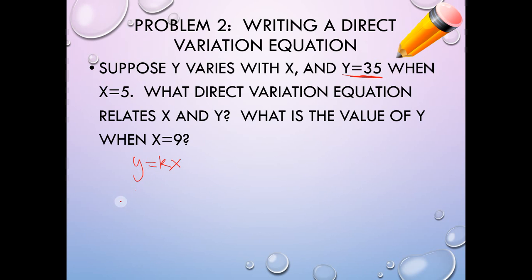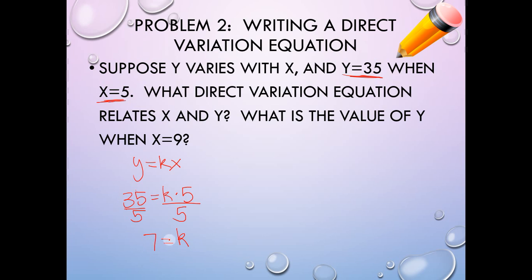They told me y was 35, so I'm going to put that in for y. Don't know what k is. That's what we're going to try to find here. And x, they told me, is 5, so I'm going to put 5 there. Now, what I want to do is solve for that constant of variation. So I'm going to divide by 5 on both sides so I can get k alone. So I'm going to get 35 divided by 5, and that's going to give me a 7. So I know k is equal to 7.